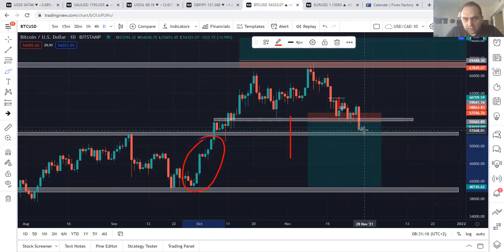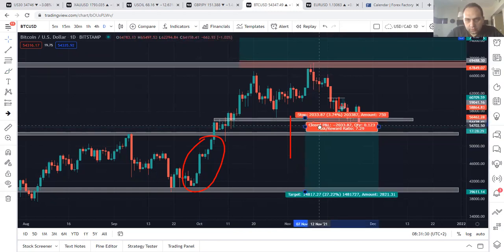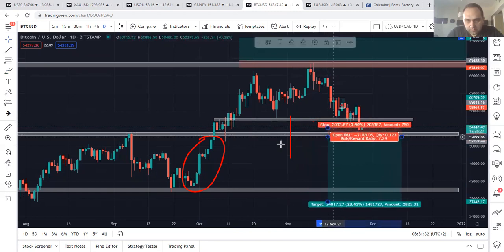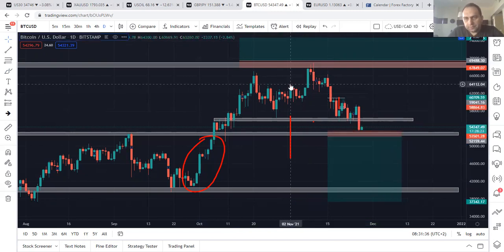So if it is creating a wick and then it breaks 52,233, if it breaks 52,233, there is a big chance to move to the sell at this stage. Let me show you this. You can check where the stop loss exactly is.